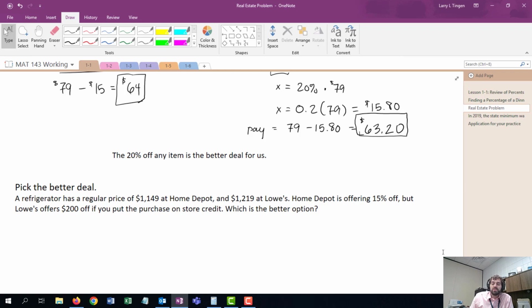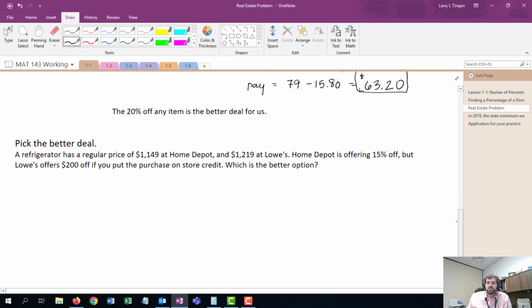Home Depot is offering 15% off. Lowe's is offering $200 off the purchase in store credit, which is the better option. So we're going to assume 15% off from Home Depot just off the price, and $200 in store credit at Lowe's. We're going to spend that because if we're buying a fridge, we probably need to get some other stuff for the house. So this one's slightly different than the problem before because I start with two different prices.